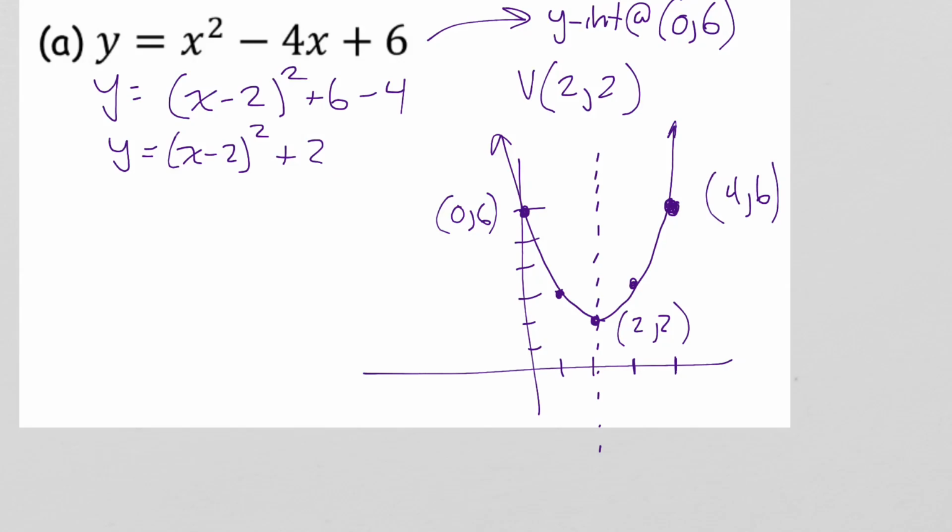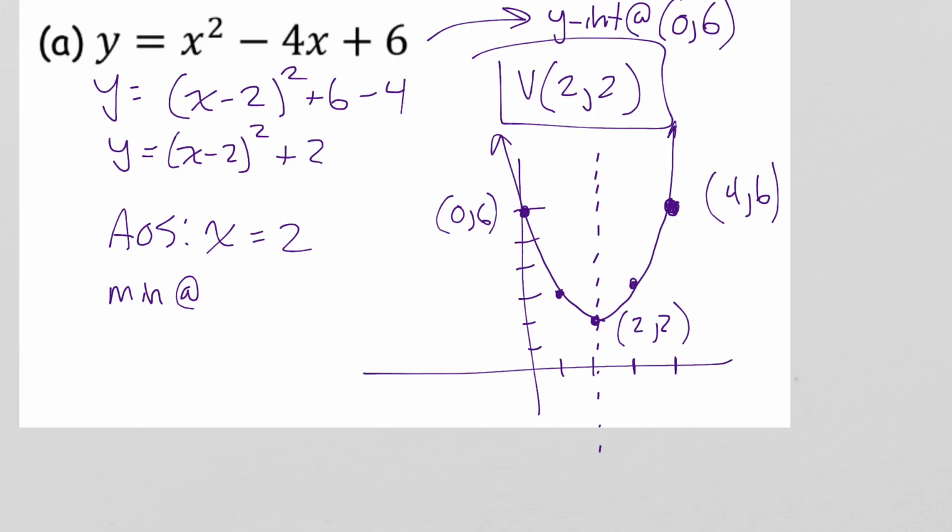So we've already identified our vertex as the coordinates (2, 2). Our axis of symmetry runs through our vertex. So our axis of symmetry is a vertical line, which means it has an equation x equals whatever its x value is, which in this case is 2. What else do we want? Max slash min. Well, we have a minimum value at our vertex, which is (2, 2).